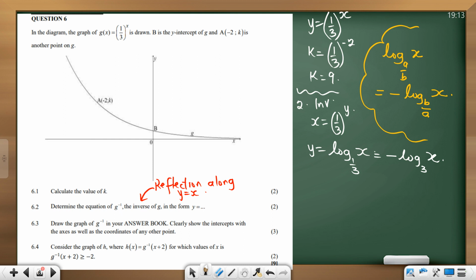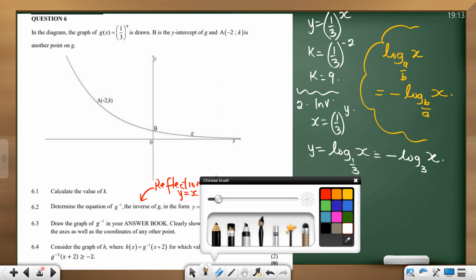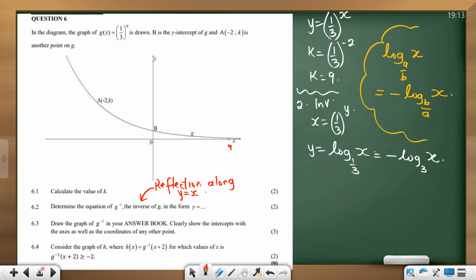Okay, draw the sketch of G inverse. This is one of the easy ones. Guys, I want to show you a quick way to sketch this thing. A very quick one. The first thing is you are going to inverse your coordinates. Right? A is negative 2, 9. What am I going to draw? 9 and negative 2. My graph will definitely pass there.